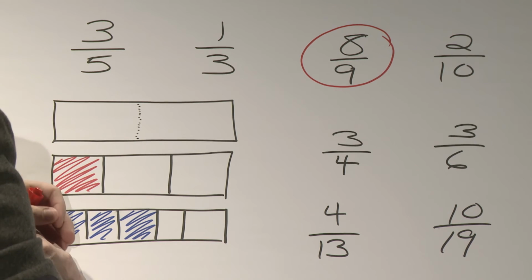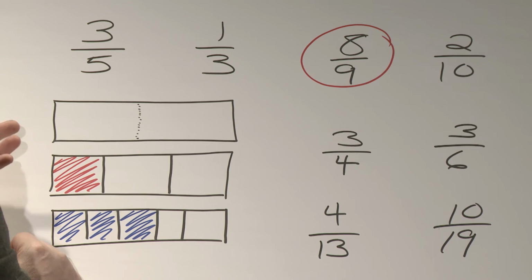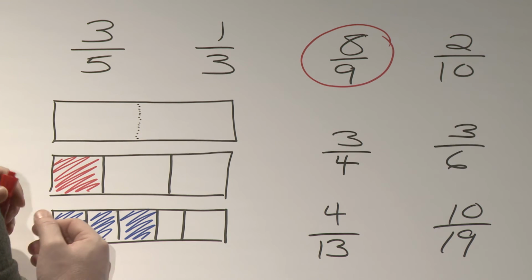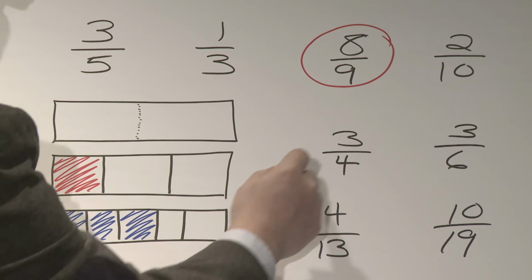But what about 3/4 and 3/6? This reasoning should still work. And it does. 3/6 is equivalent to 1/2, as we know. 3/4 is a little bit more than a half. So in this case, 3/4 is greater than 3/6.